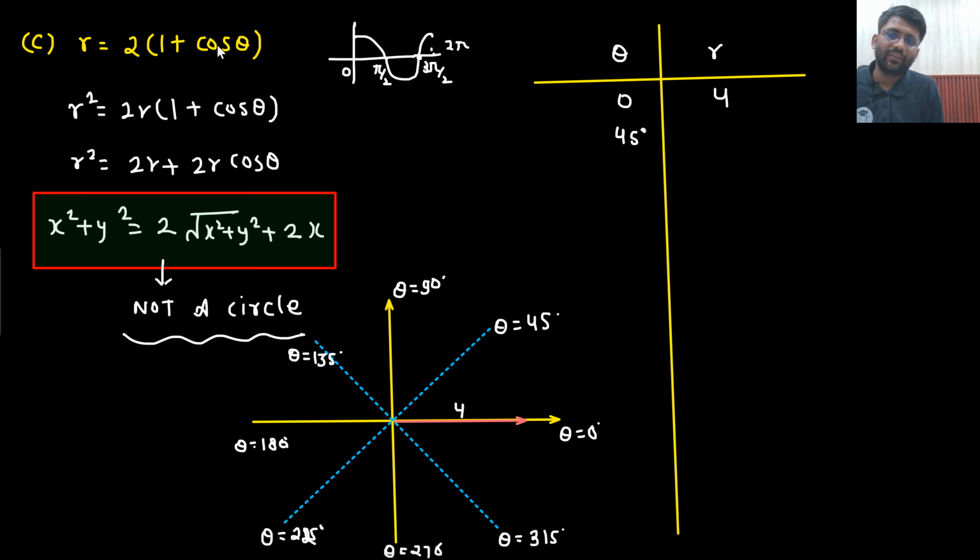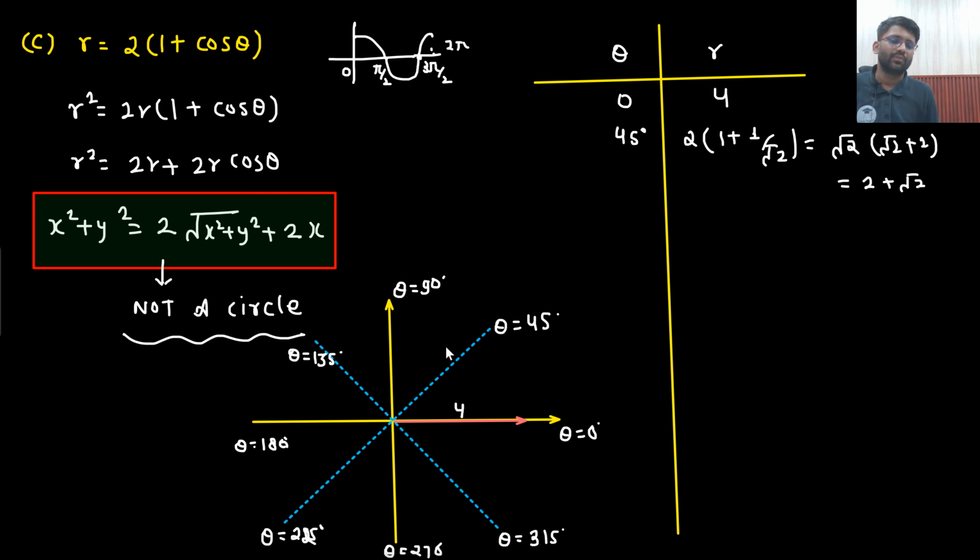When theta equals 45 degrees, cos 45 is 1 by under root 2. So 1 plus 1 by under root 2. So what is the answer? Under root 2 into under root 2 plus 1, that would be 2 plus under root 2. So it will be less than 4. You can say 2 plus under root 2.